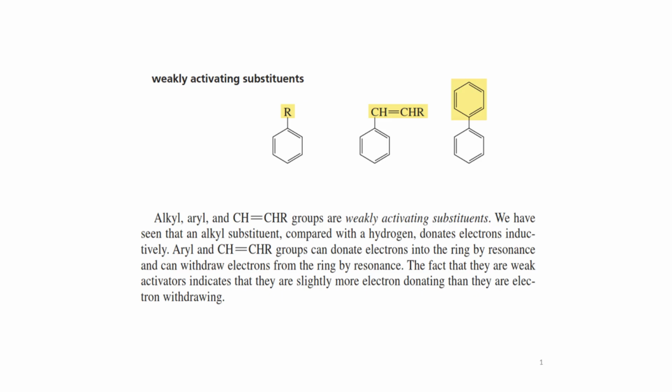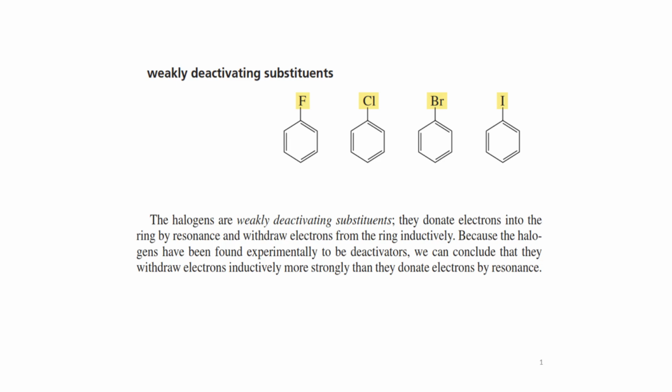Please note that alkyl, aryl, and CH=CHR groups are weakly activating substituents. They donate electrons into the ring by resonance and inductive effects, making them slightly more electron-donating than withdrawing. Further, halogens are weakly deactivating substituents. They withdraw electrons from the ring by resonance and inductive effects, making them more electron-withdrawing than donating.